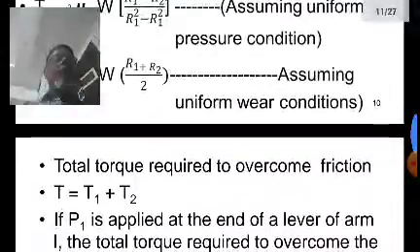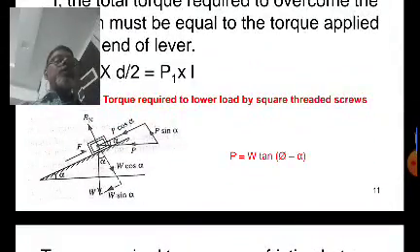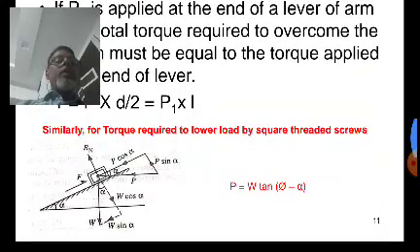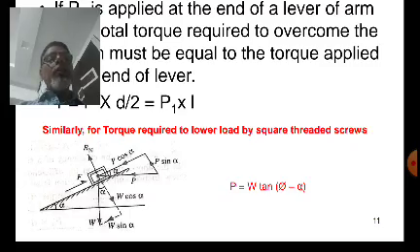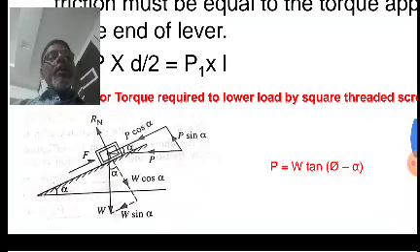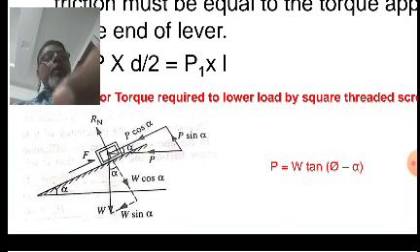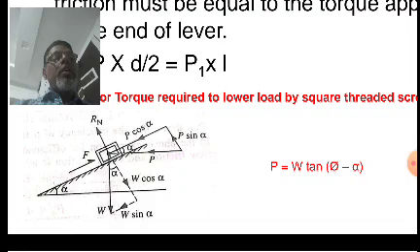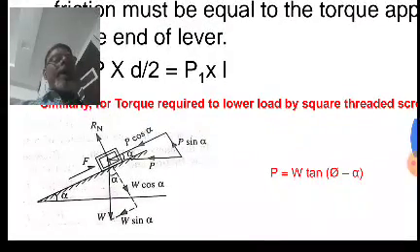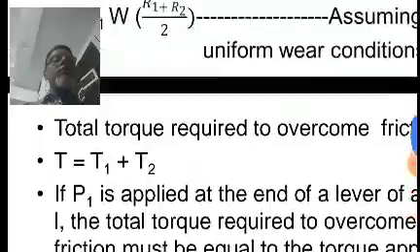Now how much effort is required when you are taking this load down? That means the torque required to lower the load by a square threaded screw. Now in that case, what will change here? Only that your load is now moving downward, so definitely the frictional force will act in the upward direction, right? So mu into Rn will act in the upward direction. So now if we again derive this, you will get a similar equation, P equal to W tan (phi minus alpha).